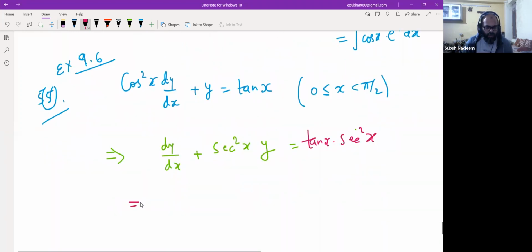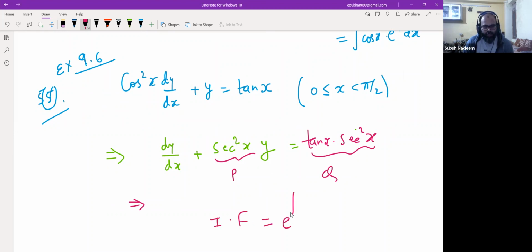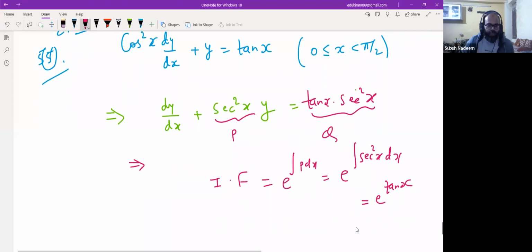Yes. Now you can see that this is P and this is Q. So we have to find the integrating factor, which is equal to e to the power integral of P dx, e to the power integral of sec square x dx. That is e to the power tan x. This is what we will get. Now we will multiply by e to the power tan x on both sides.